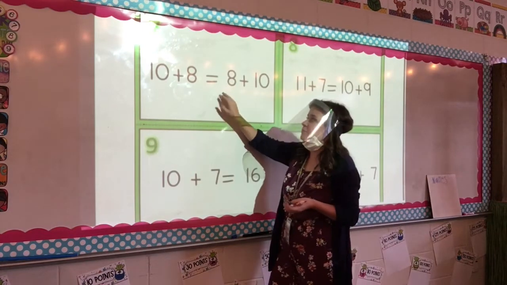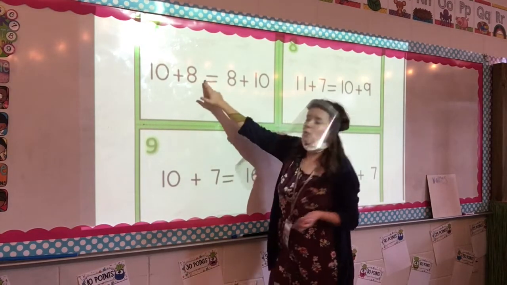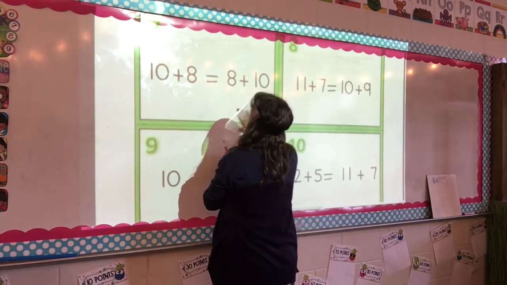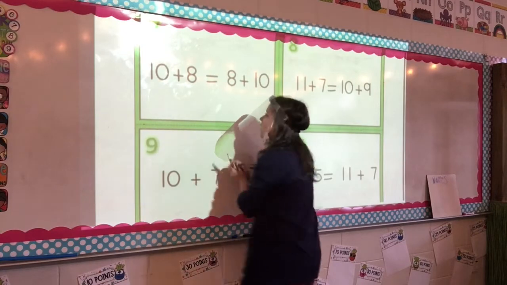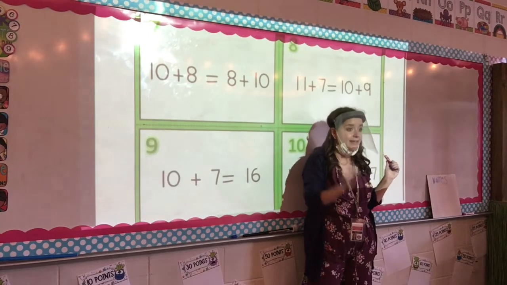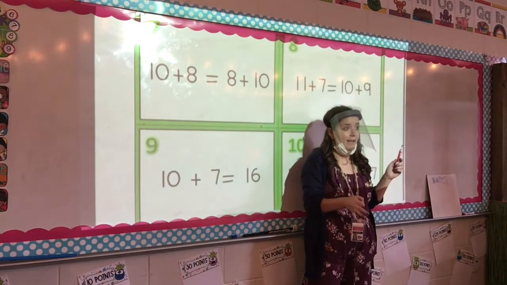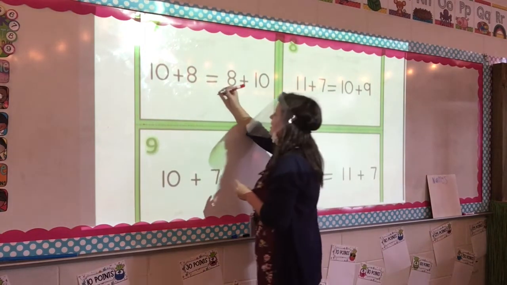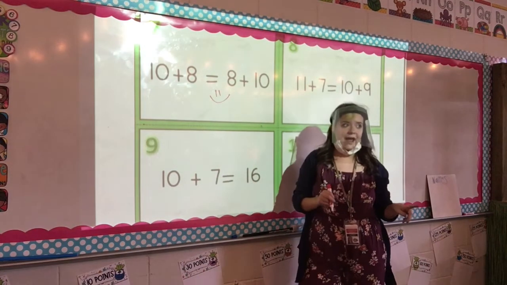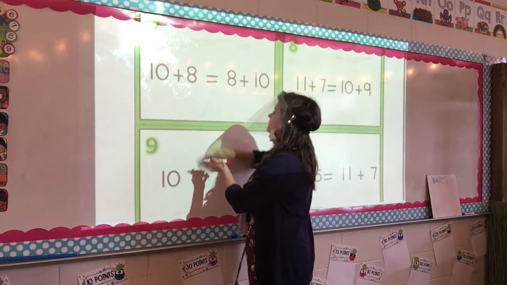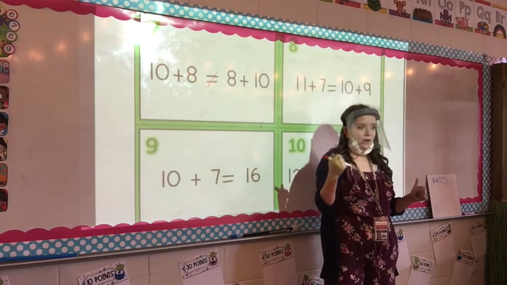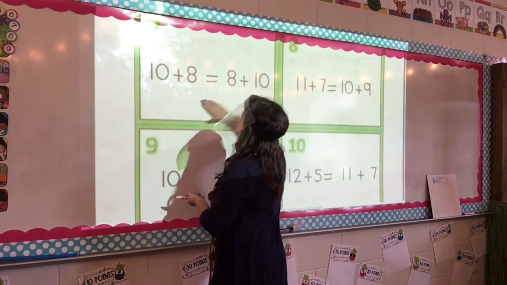But anytime we see an equal sign, what we need to be thinking is this side is the same as this side. Okay? So what we're going to do is check these equations and see if they're right. If they're right, we're going to give it a smiley face. We don't have to change anything. But if they're not right, we're going to put a slash through this equal sign. Okay? So let's figure it out.